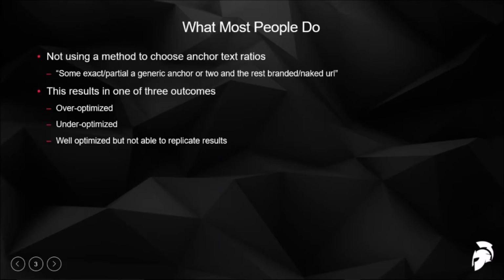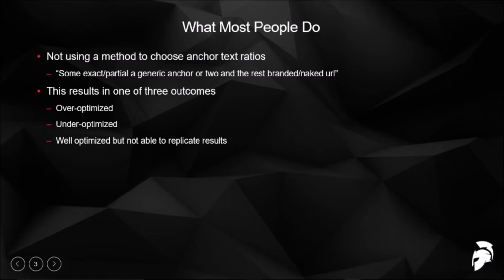Let's go over what most people are doing right now and why that's not the correct way to do it. So first off, they're not using a method to choose anchor text ratios. Basically, they're saying to themselves, all right, we're going to do some exact and partial match, keep that a little lower, like they've heard, just keep it lower. And then a generic anchor here or there. Example of that would be something like click here or check out this website, something like that is generic. The rest would be just branded or naked URL anchors.